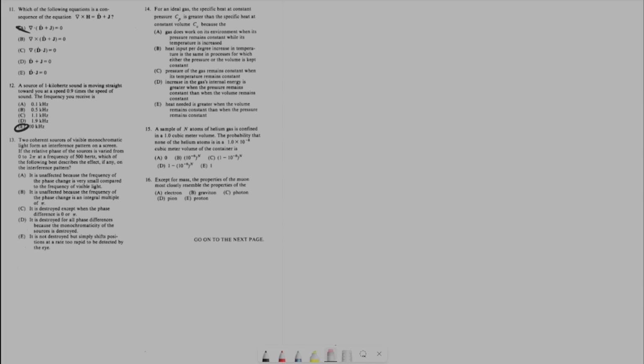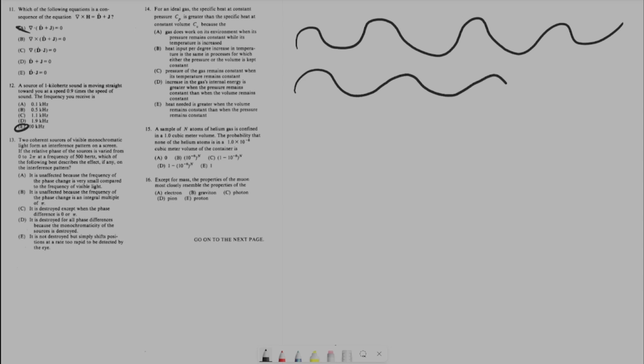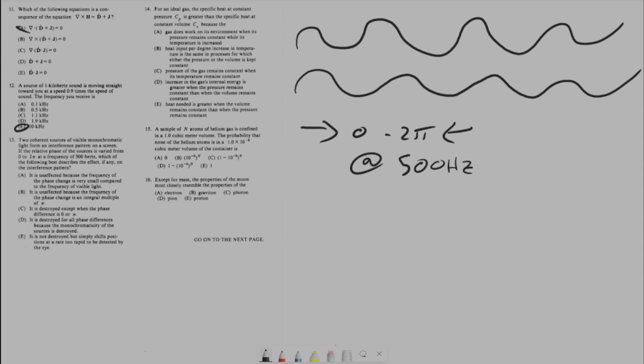Next one. 2 coherent sources of visible monochromatic light form an interference pattern on a screen. If the relative phase of the sources is varied from 0 to 2 pi at a frequency of 500 hertz, which of the following best describes the effect, if any, on the interference pattern? So what they're talking about is, let's just say I have a wave there. Pretend these are basically identical. And I'm shifting it 0 to 2 pi, kind of back and forth, at 500 hertz.